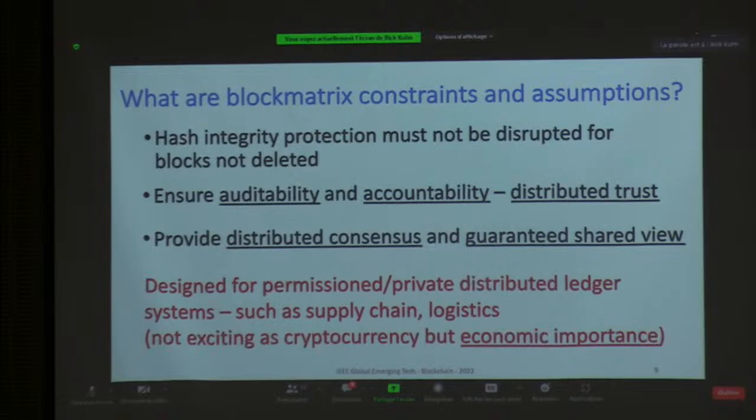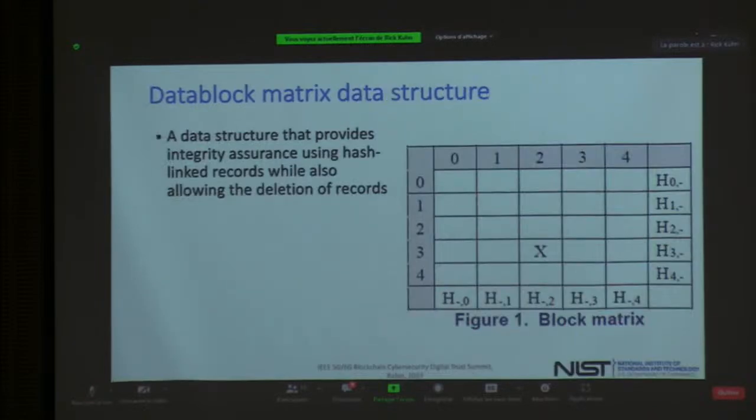This was designed for permissioned or private distributed ledger systems, such as supply chain and so on. So it's not exciting like cryptocurrency, but very, very valuable economically. And so that's what we're really trying to do, is improve the functioning of a lot of distributed systems.